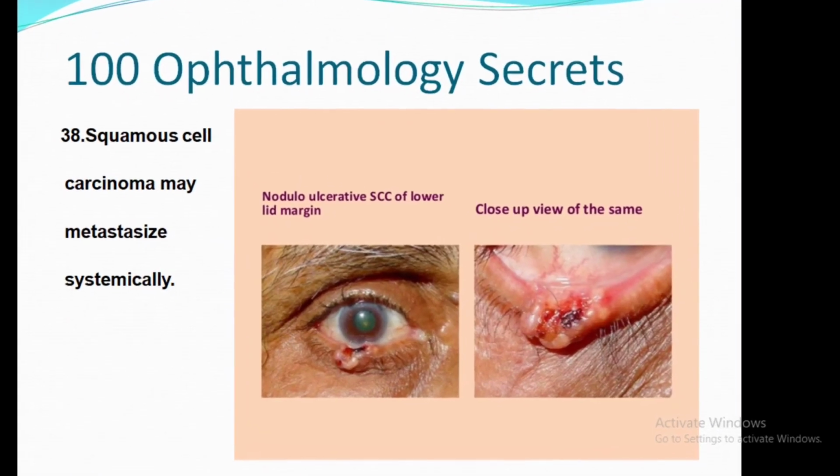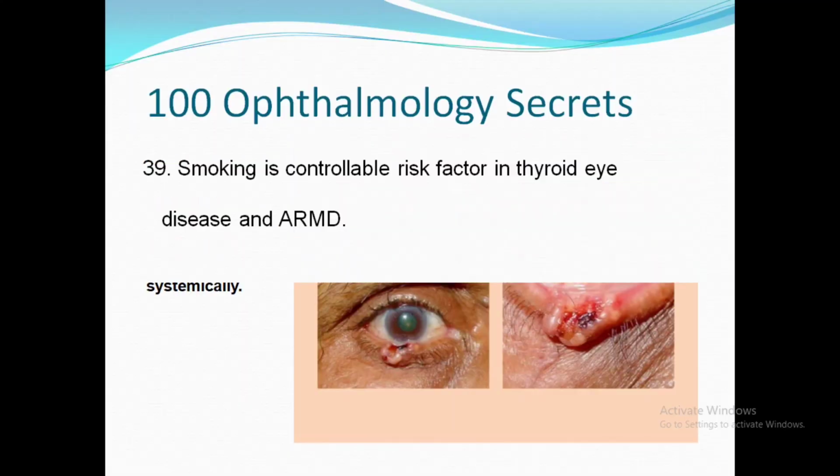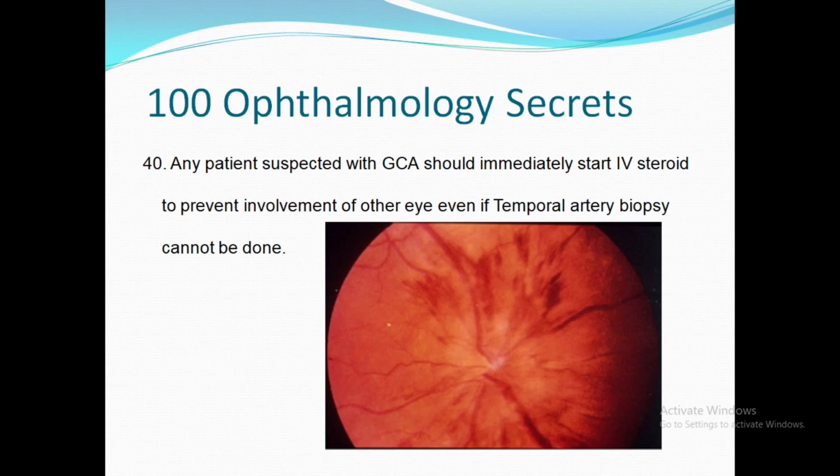Squamous cell carcinoma may metastasize systemically. Smoking is a controllable risk factor in thyroid eye disease and age-related macular degeneration. Finally, any patient suspected with giant cell arteritis should immediately start intravenous steroid to prevent involvement of the other eye, even if temporal artery biopsy cannot be done.